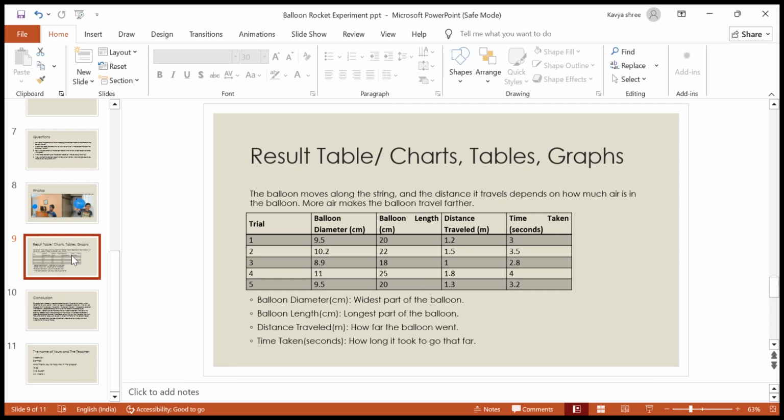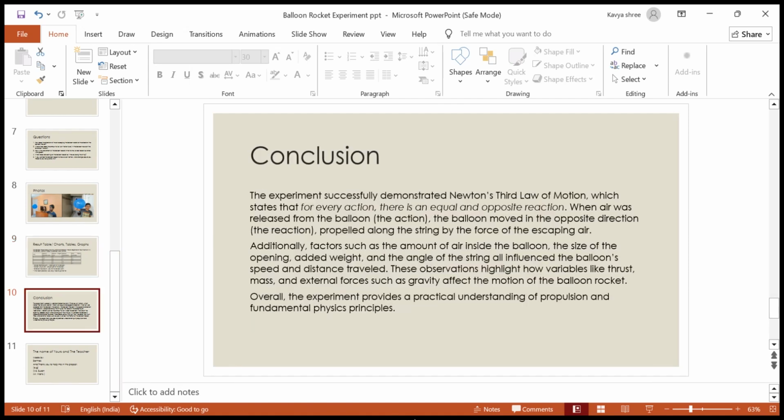Now let's move on to the conclusion. The conclusion is that the experiment successfully demonstrates Newton's third law of motion. As air was released, the action, the balloon moved in the opposite direction, which is the reaction, propelled by the escaping air.